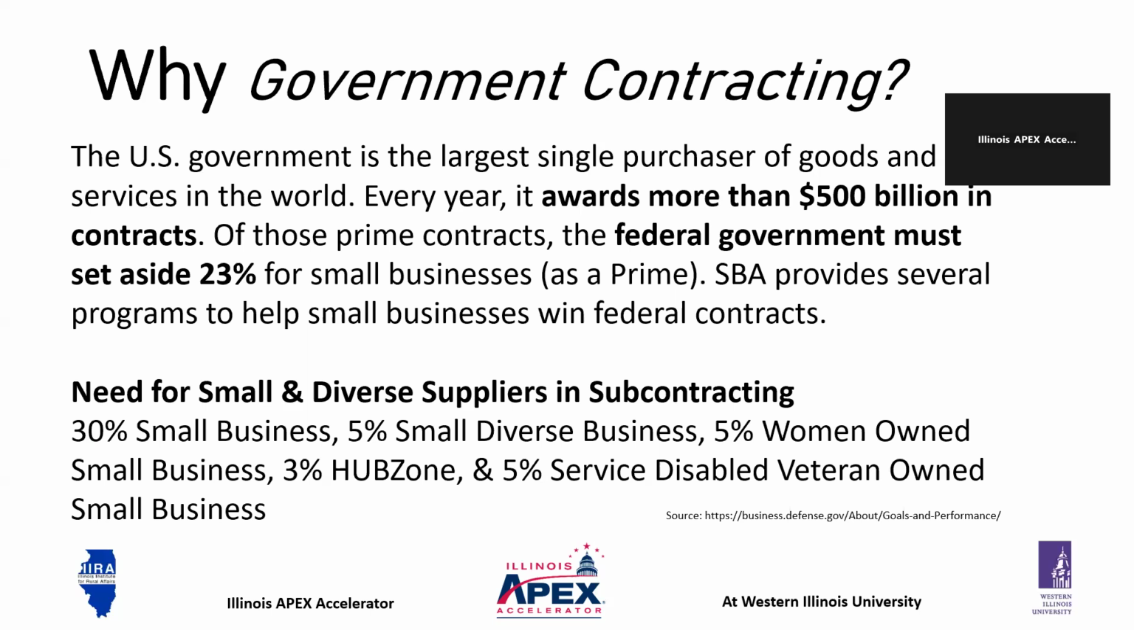SBA provides several programs to help small businesses win federal contracts. We certainly have a need for small, diverse, and dynamic suppliers in subcontracting. The goals for subcontracting are 30% go to small business, a minimum of 5% for small diverse business, 5% for women-owned small business, 3% for historically underutilized business zones, and the recently increased 5% for veteran-owned and service-disabled veteran-owned businesses.